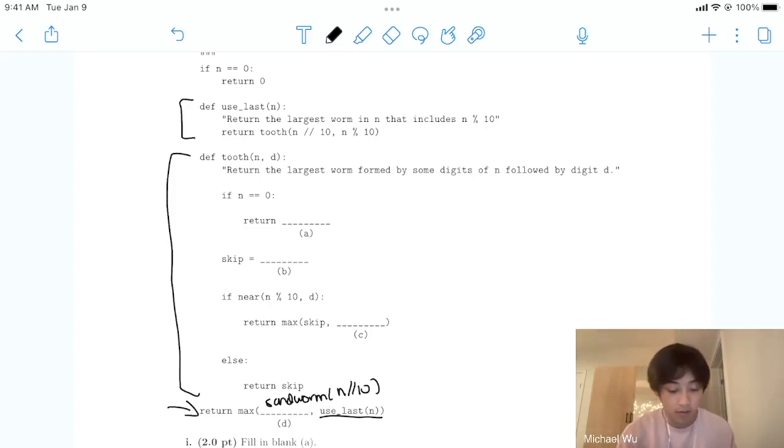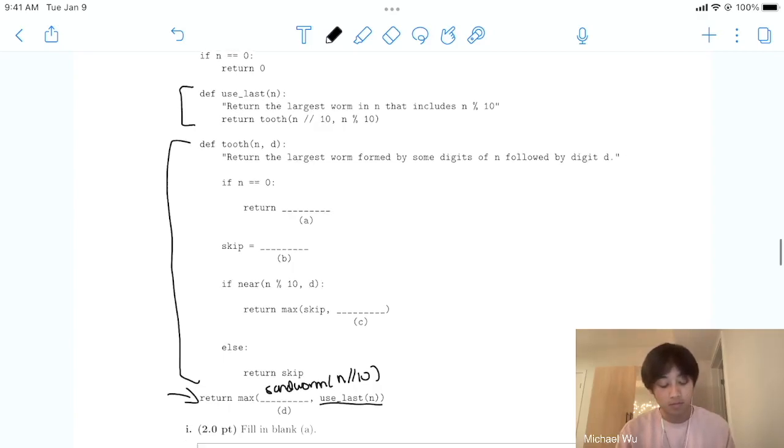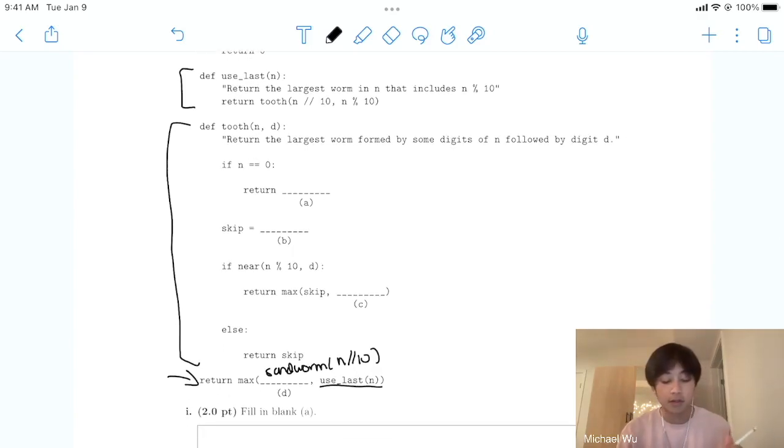Use last returns the largest worm in n that includes n mod 10, which is what we already went over. But the implementation for this returns a call on tooth that passes in n floor div 10 and n mod 10. So what tooth is going to do is return the largest worm formed by some digits of n followed by the digit d. And the digit d here is essentially always going to be the last digit of n.